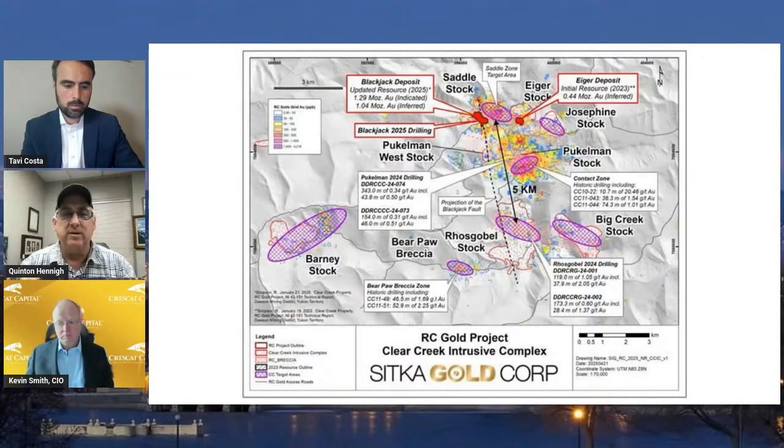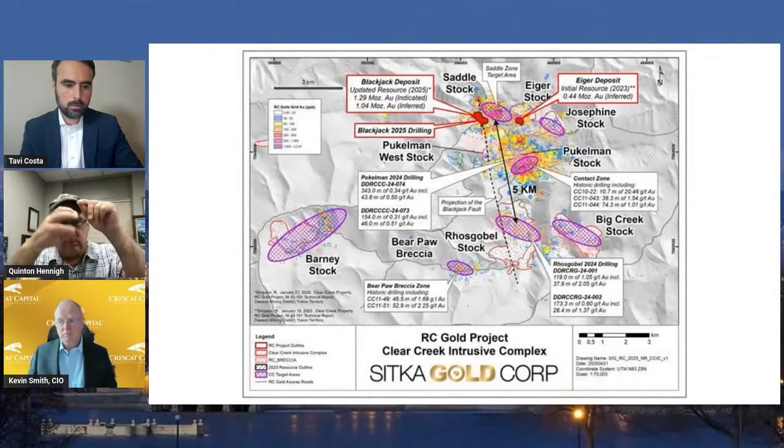That little target, it looks little, okay, but that Bear Paw breccia, there were a couple of historic holes there, 45 meters of 1.69 grams, I think it is, and 52 meters of 2.25 grams. There are some nice holes down there. And after being at the property, in my view, it's an unexhumed intrusion, right below. I think there's a perfectly preserved target immediately below that pipe, that breccia zone. So I'm very excited about that.